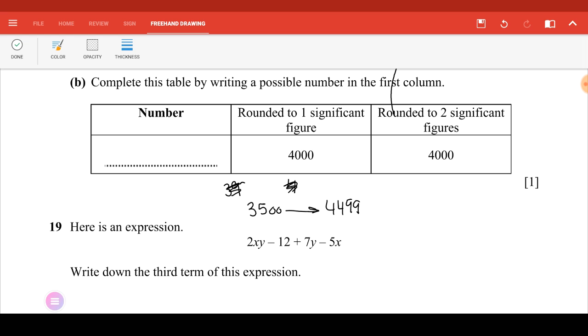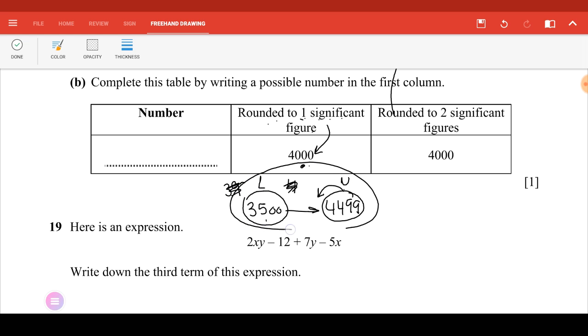Do you understand this idea? This is the lower boundary for this number when you round to 1 significant figure. All the numbers which are bigger than this number could be rounded to 1 significant figure and give this answer. All the numbers which are less than, starting from this number and this, when we round to one significant figure, it will give 400. So we can call them the lower boundary and the upper boundary.